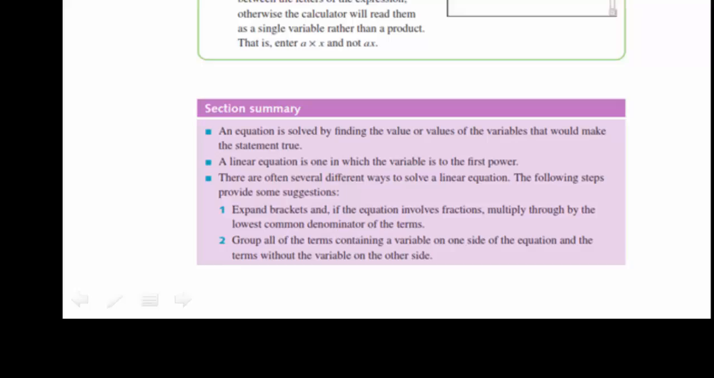And the summary for that session, or this section 1a summary, is that an equation is solved by finding the value or values of the variable that would make the statement true. Okay, so generally speaking, it's the same equation. We can get the equations represented by two lines. So let's say this is the first line, that's the second line. We are looking at the value, which is a point that belongs to both lines where they meet, that makes it true.